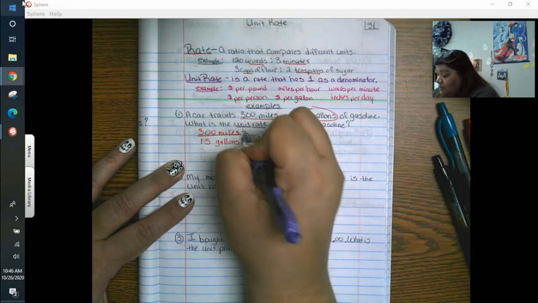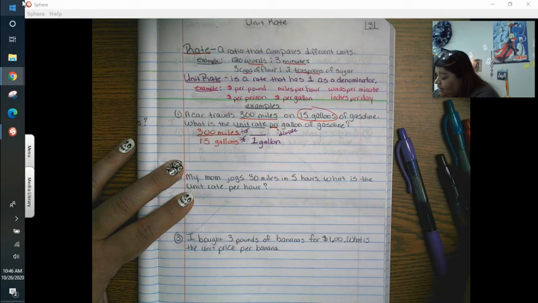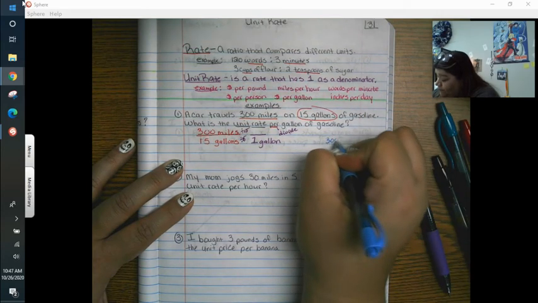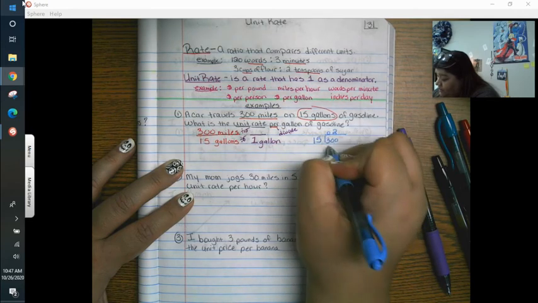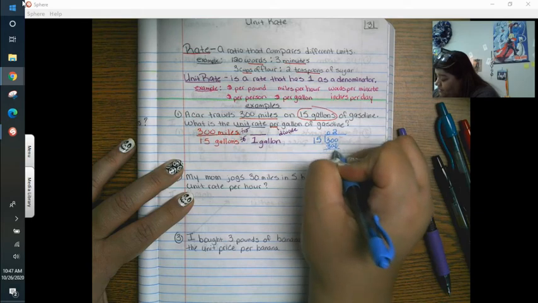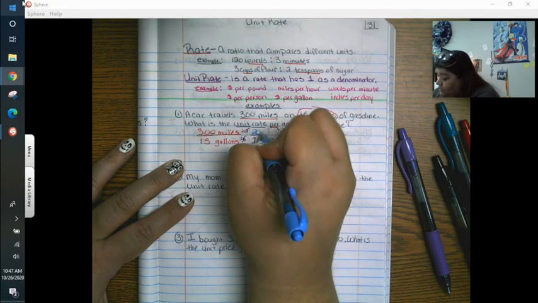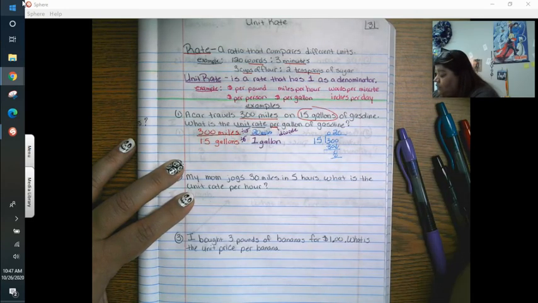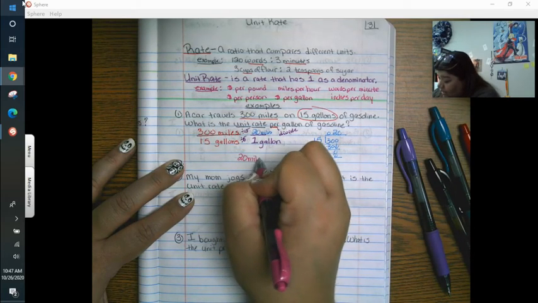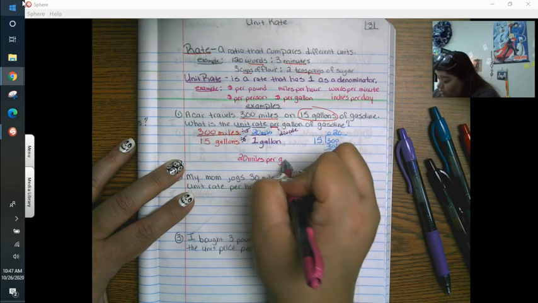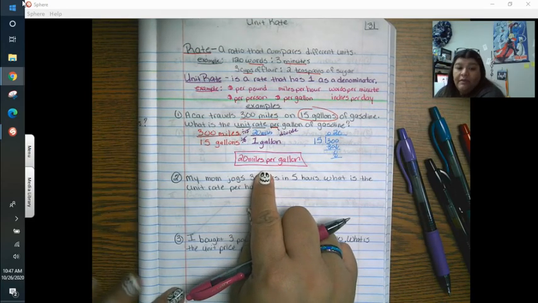So I have to do the same thing to the top number here, the numerator. So off to the side, I'm going to divide 300 by 15. 15 into 30 goes 2 times. Bring down your 0, and it's 20 miles. So the unit rate here is going to be 20 miles per gallon. 20 miles per gallon.